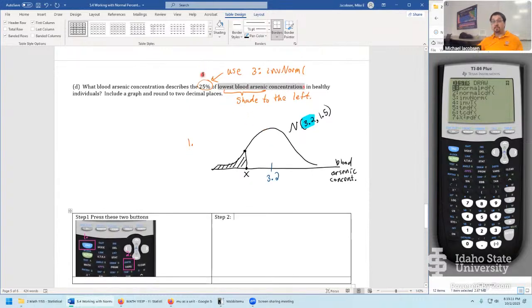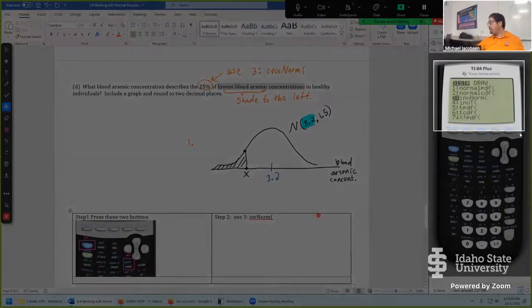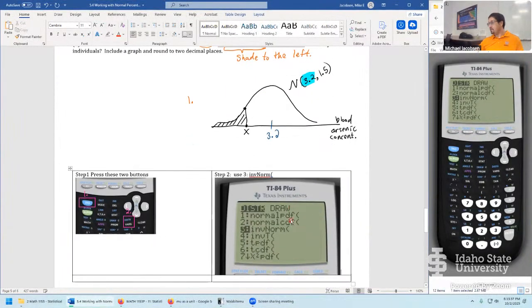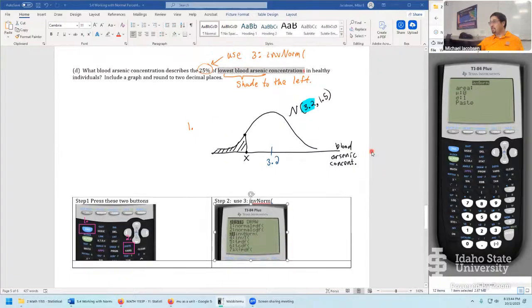Only because a percent came in the problem and the value X, the actual blood arsenic concentration, is unknown: if they give you the percent, we wouldn't use normal CDF because that's what gives us the percent and we have one. So we go down to option 3, use inverse norm. So your calculator should look like this right before you hit enter. So to enter there, and that's where the inputs go in.